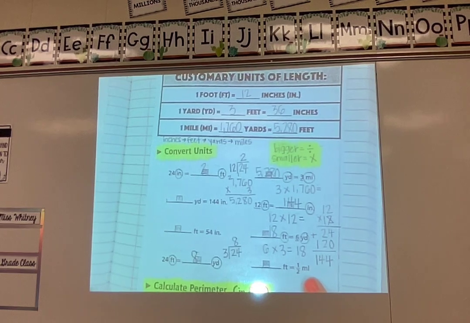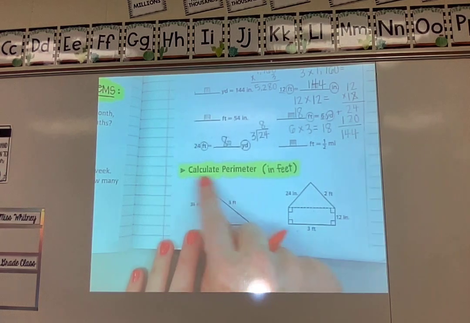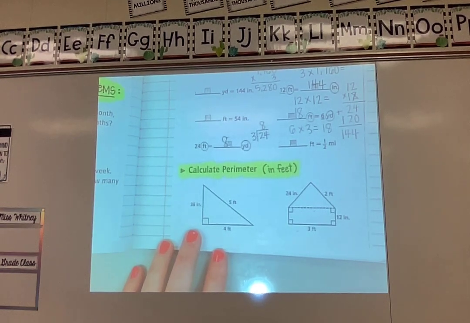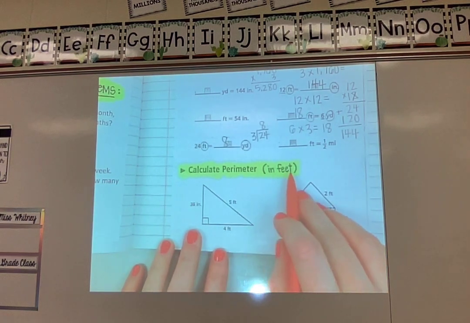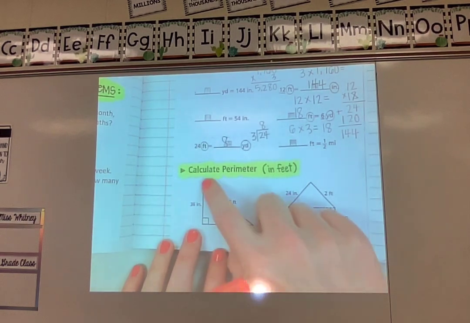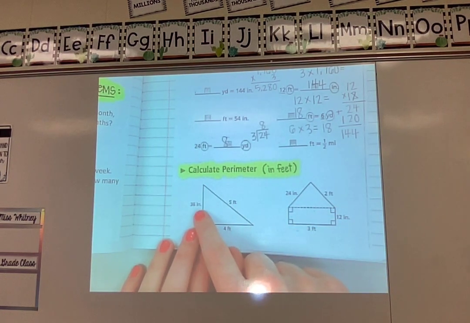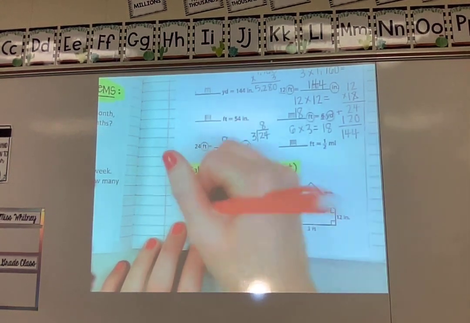We do have another section down here at the bottom, so let's look at that. It says calculate the perimeter in feet. Now, perimeter just means I add up all the sides to see how long it is around the outside of the shape. But the important part, it says in feet. So I have to make sure all of my measurements are in feet before I add them up. So let's look at this triangle first. Well, this side's in feet, this side's in feet, but this side is not, so I need to convert it. So I'm going to put equals blank feet.